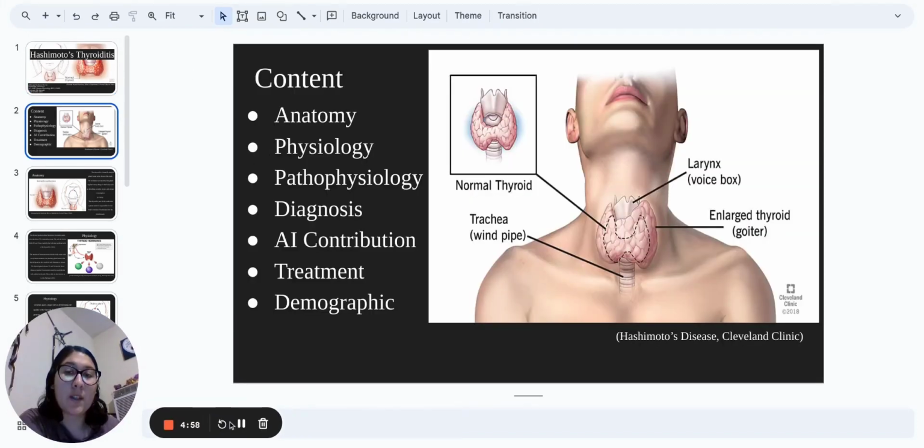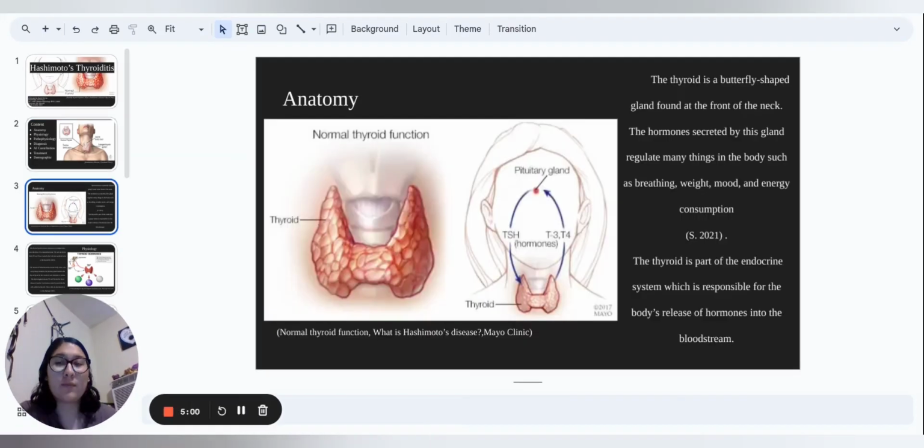These are the contents of this slideshow that relate to Hashimoto's thyroiditis, and I will be discussing each of them shortly. So the thyroid is a butterfly-shaped gland found at the front of the neck, so around this area. The hormones secreted by this gland regulate many things, such as breathing, weight, mood, and energy consumption. The thyroid is part of the endocrine system, which is responsible for the body's release of hormones into the bloodstream.